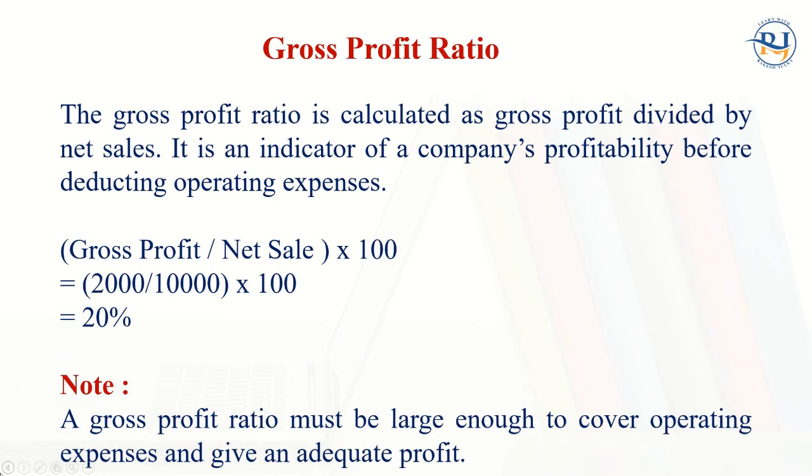Now, if we talk about the gross profit, we know sale minus cost of goods sold is equal to gross profit. And how to calculate the gross profit ratio? It's very simple. The gross profit ratio is calculated as the gross profit divided by the net sale. It is the indicator of the company's profitability before deducting the operating expenses. So gross profit, let's say $2,000, and net sale is 10,000, times 100 is 20%. A gross profit must be large enough to cover the operating expenses and give adequate profit.